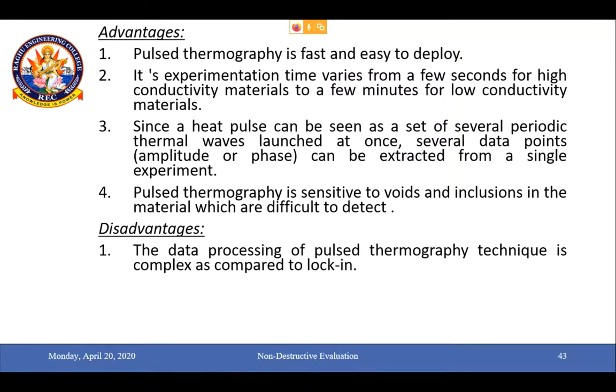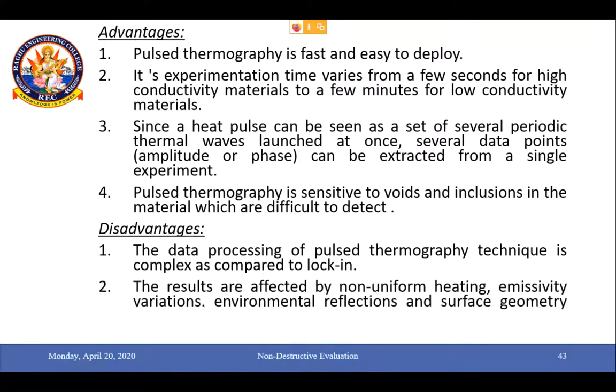The results are affected by non-uniform heating, emissivity variations, environmental reflections, and surface geometry. All these are factors which are going to affect the results. These are non-uniform heating, that is possible sometimes, emissivity variations. Okay, we discussed emissivity in the last class. Emissivity variations are there, those are going to affect the output obviously.